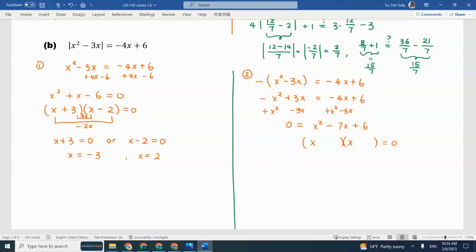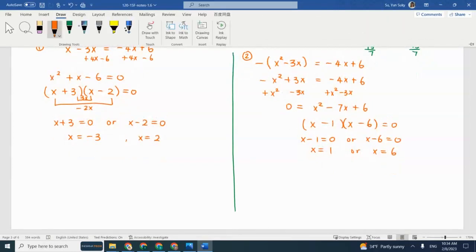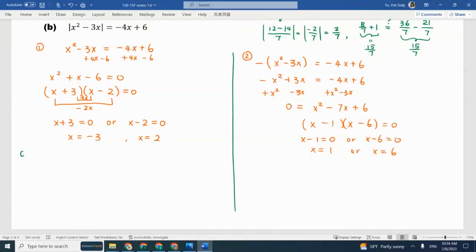How about 6 and 1? Yes. Oh, but it's minus. So you need minus 1 and minus 6. Good. We set each factor equal to 0. So what is x? 1 or 6? See, we have 4 solutions. We need to check all 4 of them. Okay, let's do it one by one.